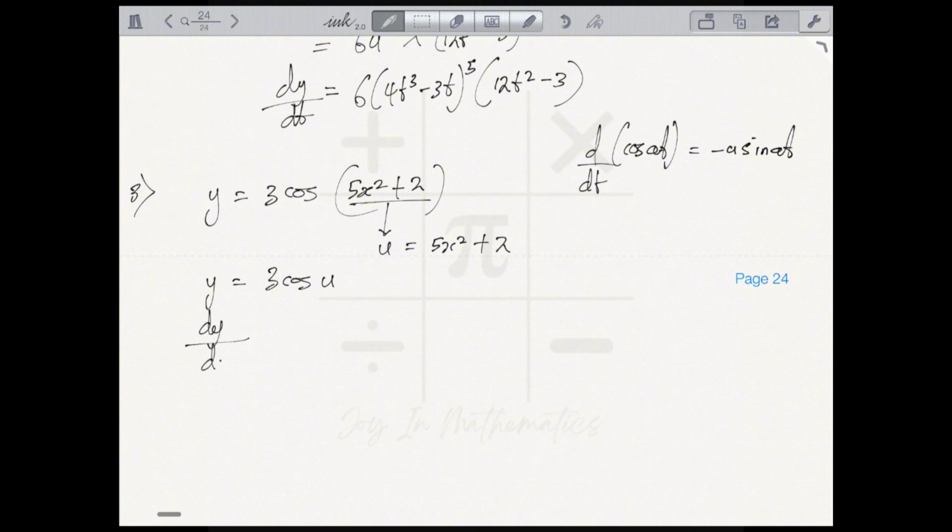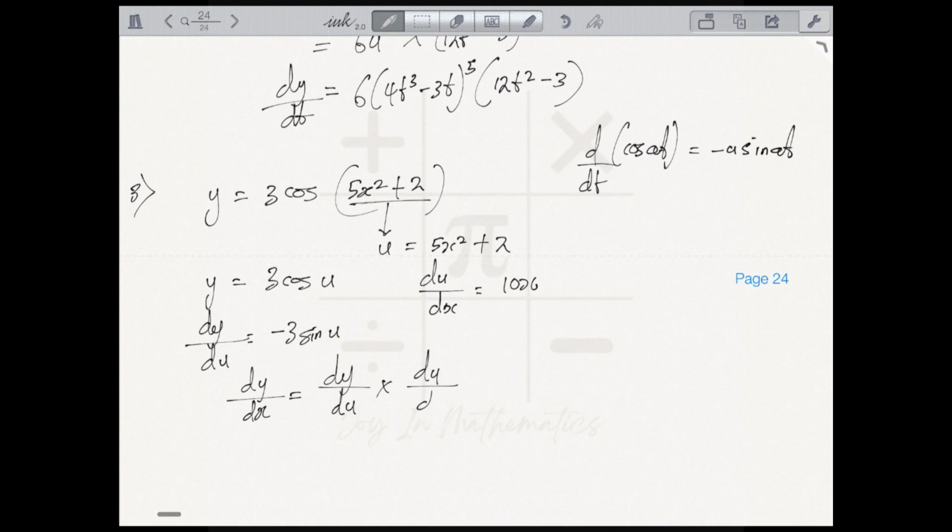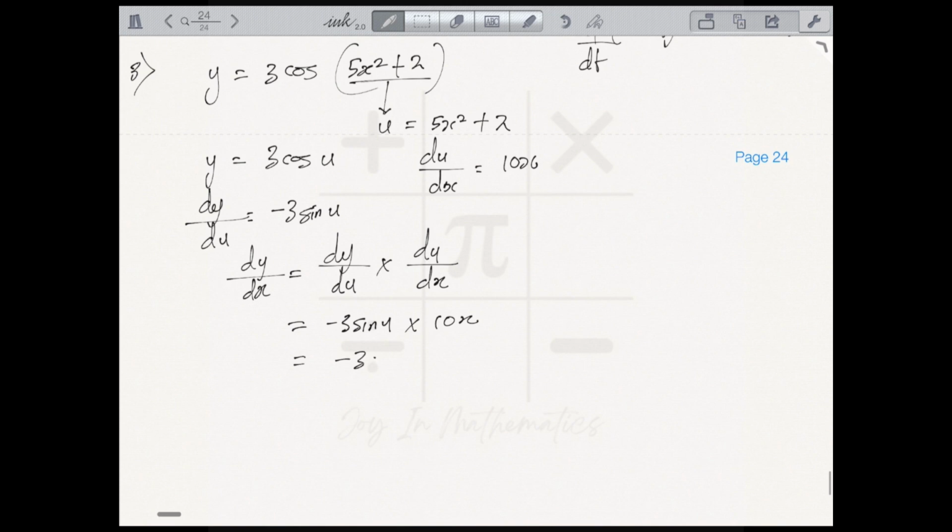So we can evaluate dy/du, and we can evaluate du/dx. So our dy/du will give us minus 3 sin u, and our du/dx will give us 10x. Therefore, our dy/dx, according to the formula of chain rule, will be dy/du multiplied by du/dx. Therefore, our dy/du, which is minus 3 sin u, multiplied by 10x. So this will give us minus 30x sin u. Converting back, substituting u back, we have minus 30x sin(5x squared plus 2).